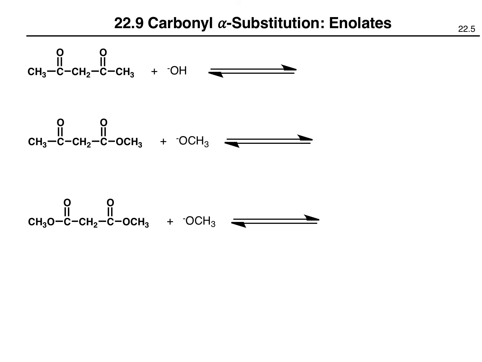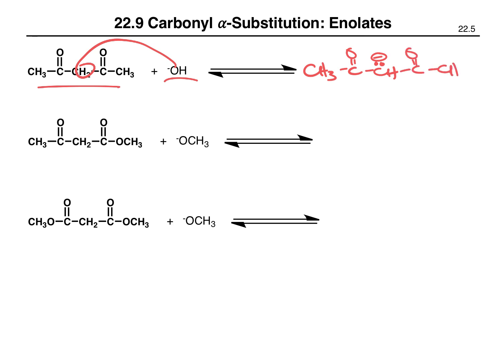Next, let's take a look at some acid-base reactions of a few of our beta dicarbonyl compounds. So if we have a beta diketone and we react it with hydroxide, well, the most acidic hydrogens are these, and so this is the enolate that can be formed, where one of the center hydrogens has been removed. And water is the conjugate acid.